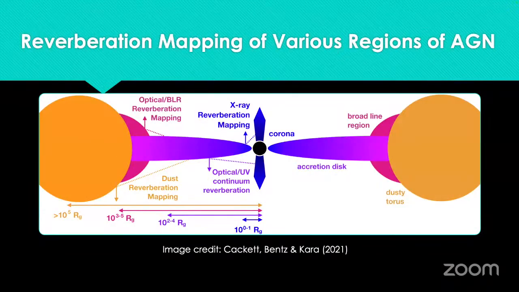Reverberation mapping can be done on a number of different scales across an AGN. If you imagine this little cartoon of an AGN, depending on the wavelength, or what part of the spectrum you're looking at, you can use reverberation mapping to probe different processes. For example, you can do X-ray reverberation mapping to probe the very inner edges of the accretion disk and the corona. As we move outward, the disk is hotter and then gets cooler, and so we have optical and UV continuum reverberation mapping that can tell us about the accretion disks. The broad line region explores these larger scales, and dust reverberation mapping can also be done in the infrared, which explores even larger scales. So depending on what wavelength we're looking at, we are exploring different structures within the AGN.